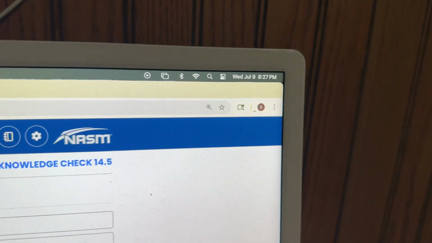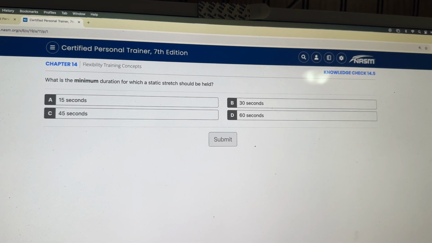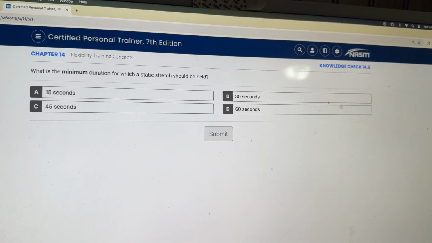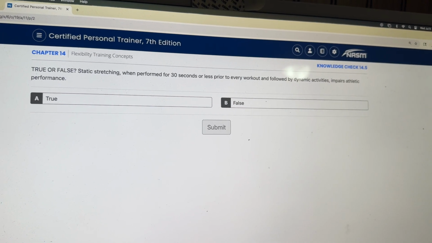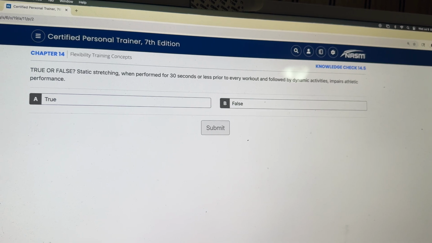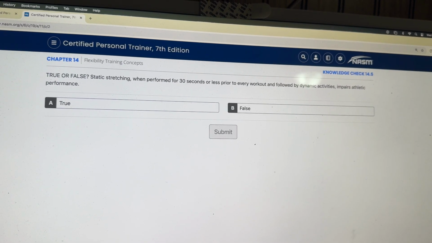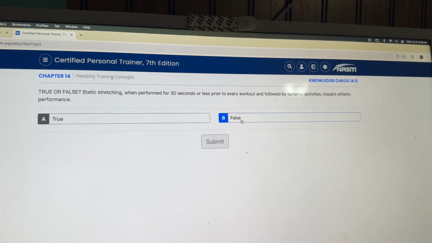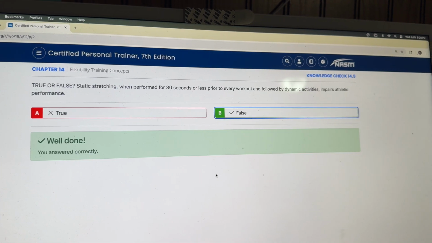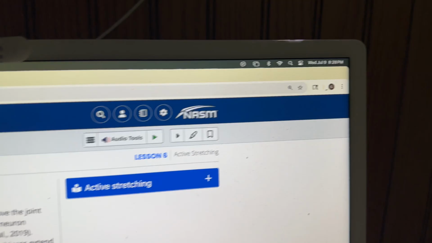It's 8:30 right now. Now we're going to do the test. It's only 2 questions. Here we go. What is the minimum duration for which static stretch should be held? 30 seconds. True or false? Static stretching when performed for 30 seconds or prior to every workout and followed by dynamic activities impairs athletic performance. If it's only for 30 seconds or less and followed by dynamic activities, it does not impair athletic performance. So that's false.